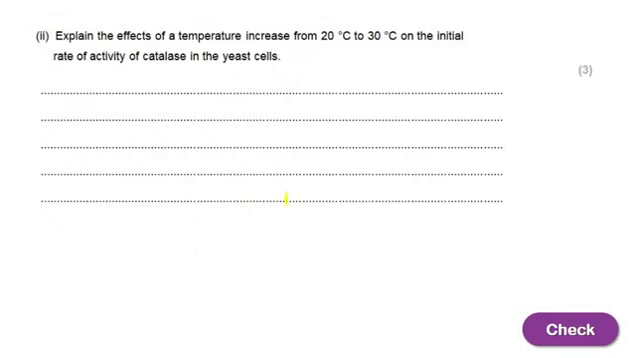And after that, you will be explaining the effects of the temperature increase from 20 to 30 degrees. So whatever your Q10 value was, you can try to now explain why the Q10 is that value. So if the rate of reaction is increasing, what is happening to the enzymes? Why is the rate of reaction increasing? There are 3 marks available for this.